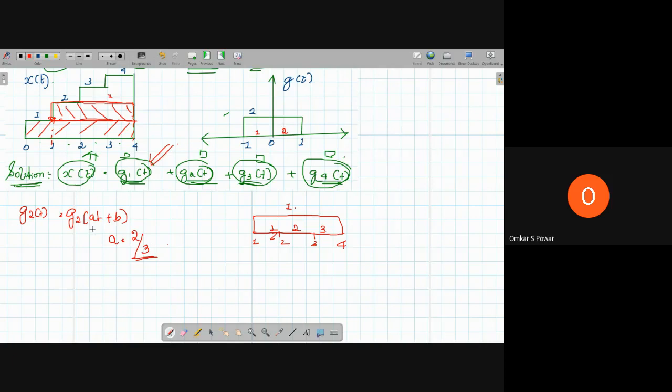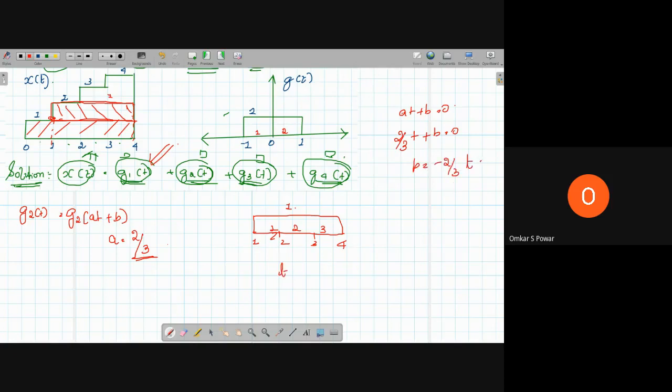Now to get the value of B, again the same procedure. So what we have to do? AT plus B is equal to 0. We know A is equal to 2 by 3, so 2 by 3 times T plus B is equal to 0. B is equal to minus 2 by 3 times T.